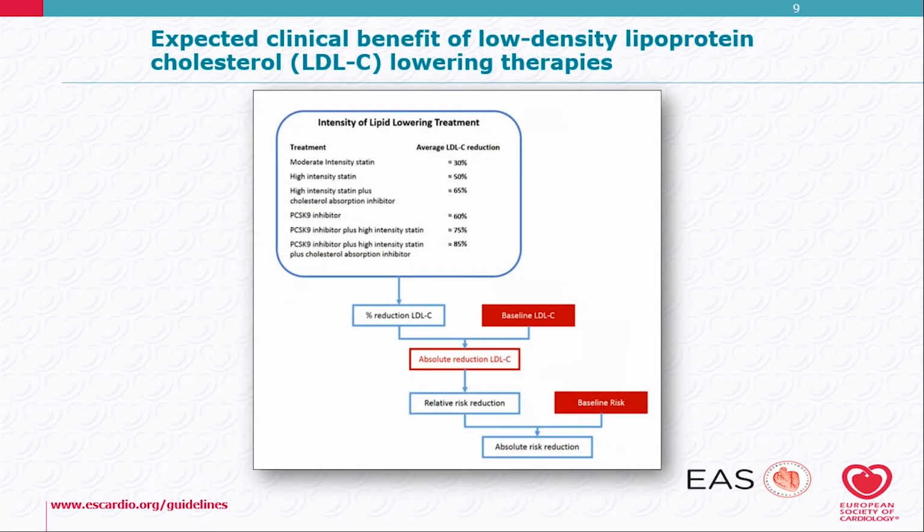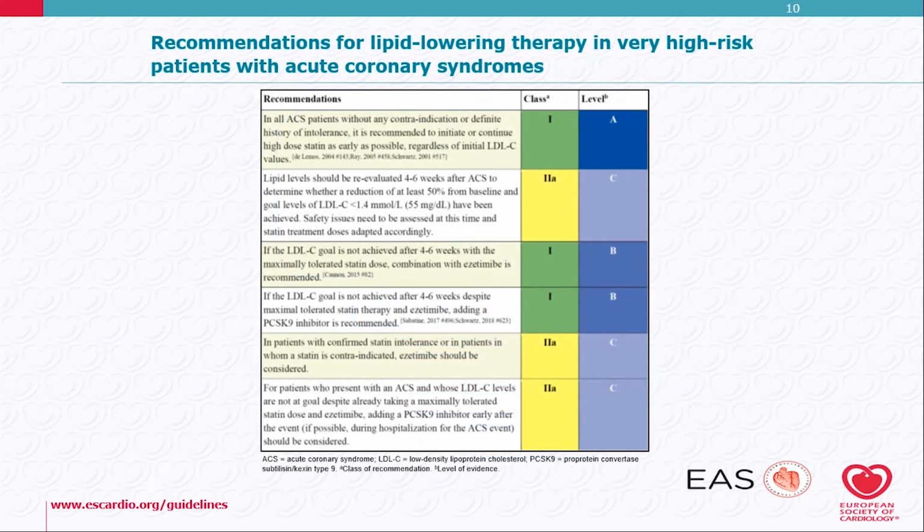So, expected clinical benefit of LDL-lowering therapies is summarized in this table. With a moderate to high-dose statin, you can get a 30 to 50% reduction. If you add ezetimibe, it will be approximately 65% reduction, and an addition of PCSK9 inhibitor can get you an 85% reduction of LDL cholesterol. There are also recommendations for therapy in very high-risk patients with acute coronary syndromes.